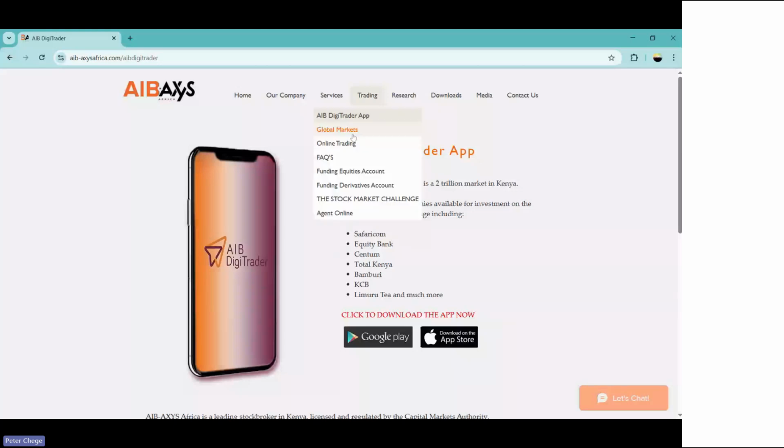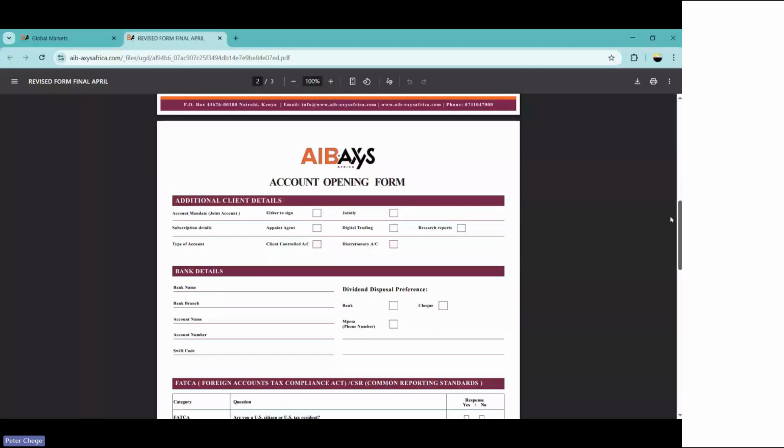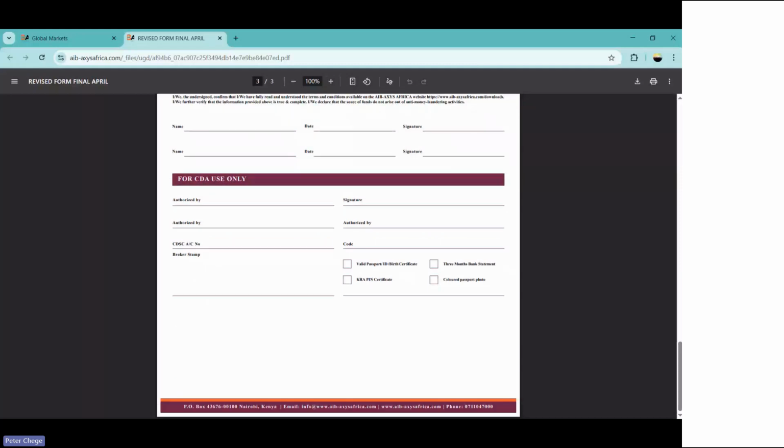So at global markets, when you scroll down, there is this account opening form for AIB. This is a straightforward form. You only need to fill these details, then provide KYCs here. That is a valid passport or ID, or birth certificate if you're opening for your kid. For your kid, you open a joint account. Yes, we have Junior accounts. Let me call them that.